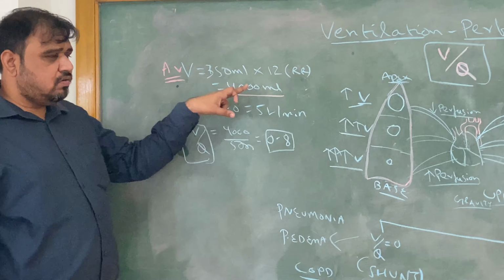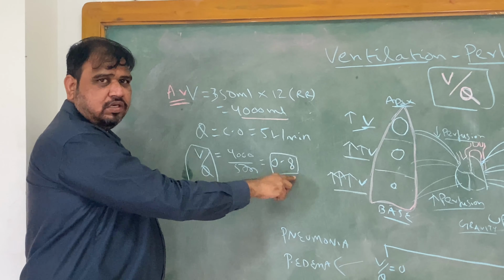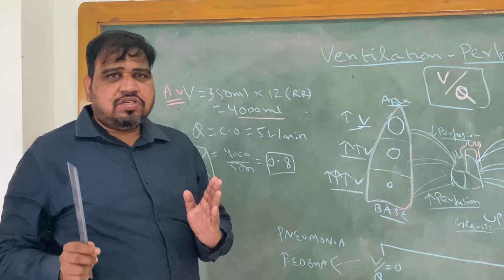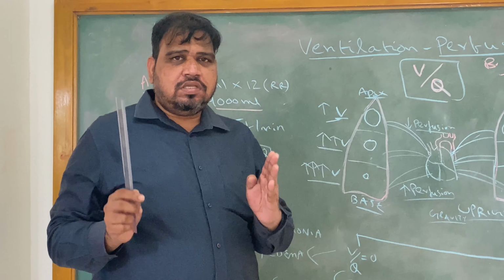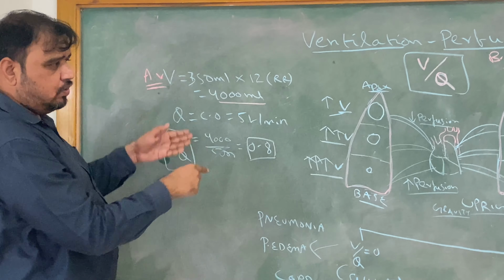So for V by Q, we have calculated alveolar ventilation as 4000 ml. That is 350 ml into 12. 350 ml is the tidal volume of 500 minus the 150 ml which is not being used, which is called dead space. So V by Q is equal to 4000 by 5000, which comes to 0.8. So the ventilation perfusion ratio, the V by Q value, is 0.8. We saw how we calculated it.